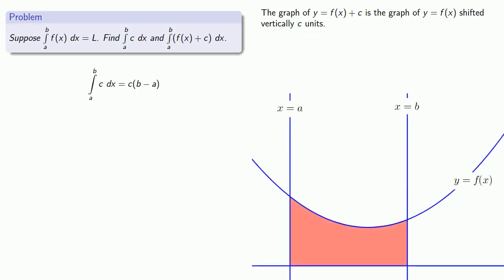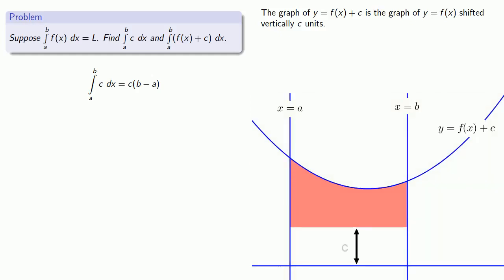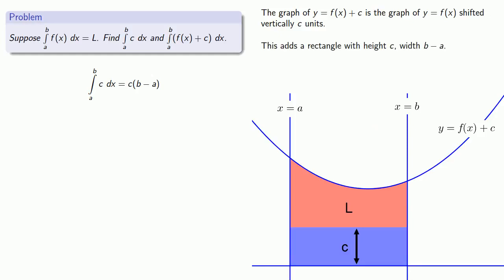And if we consider that graph of y equals f of x, we know the area between that graph and the x-axis over the interval from x equals a to x equals b. So when we raise the graph by c units, we're shifting this entire region upward by c units. So we know the red area already, and we just need to figure out what that additional area is. So we see this vertical shift adds a rectangle with height c and width b minus a. So the area increases by c times b minus a.